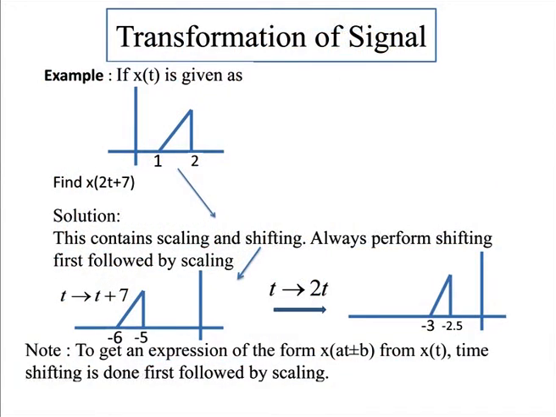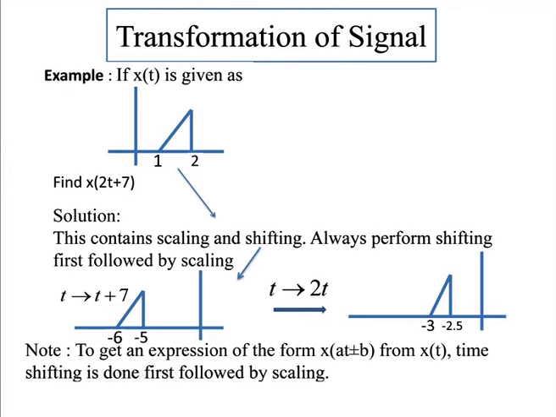Now, we will take an example where we have to do scaling and shifting both. So, what should be the order of scaling and shifting, whether we do scaling first or shifting first, means what is the proper way of doing scaling and shifting. x(t) is given, as we have already seen in previous slides. We have to find x(2t+7). This contains scaling and shifting. Always perform shifting first followed by scaling. This means we have to first do shifting and then scaling.